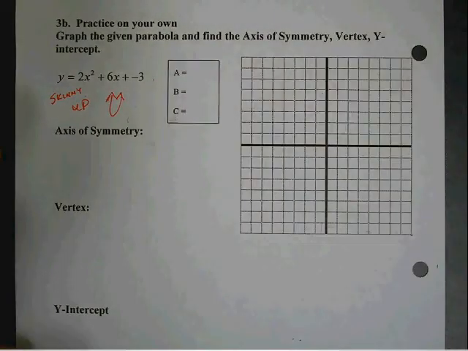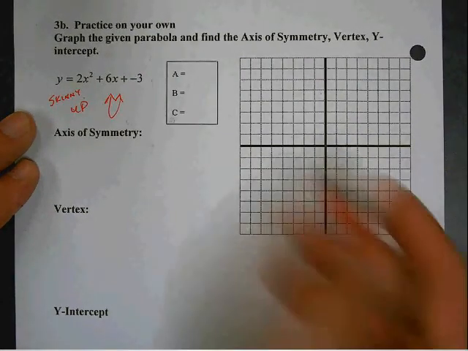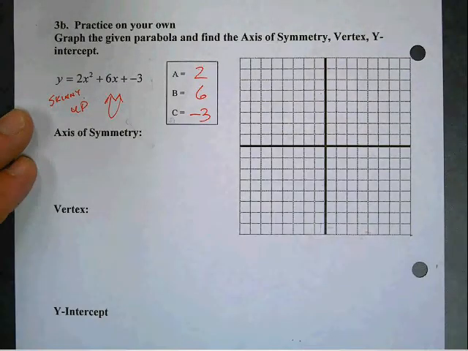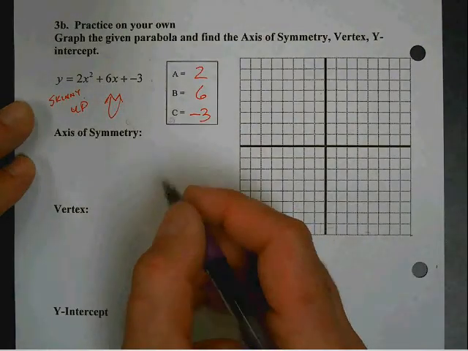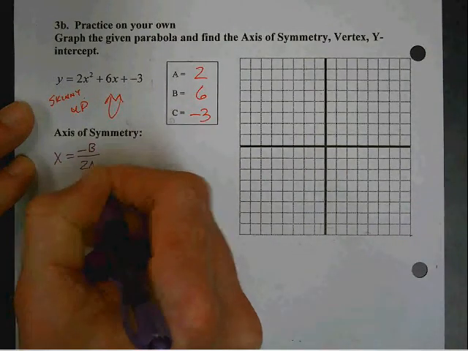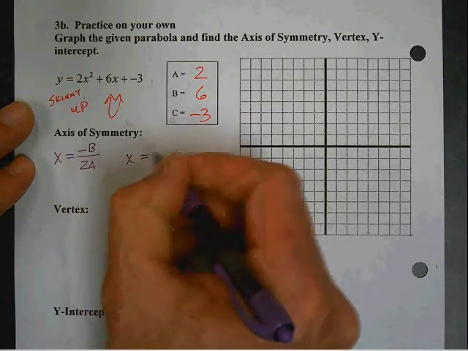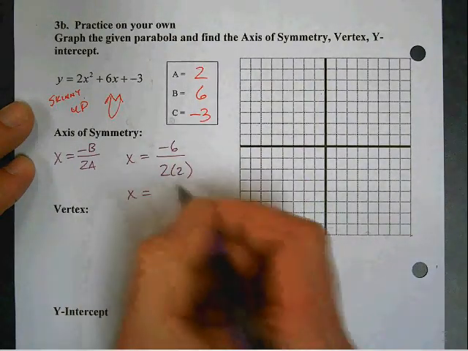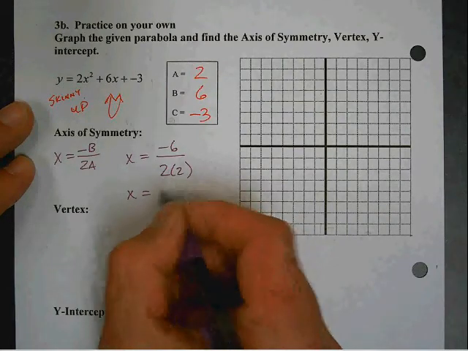All right, A, B, and C. Mr. Switek, please. All right. Equation for the axis of symmetry. Mr. Albaugh. Excellent. Here we go. Let's see. -6 over 2 times 2. -6 over 4, which is -1.5.